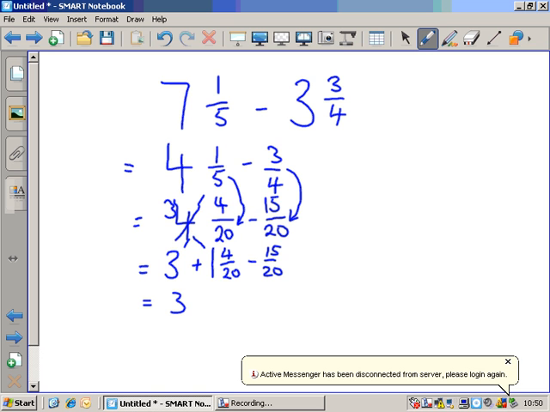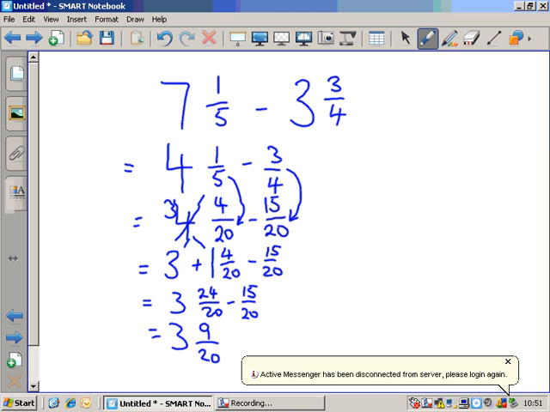Then we'll turn our 1 and 4/20 into a top-heavy fraction. 1 times 20 is 20, plus 4 is 24. So we've got 24 over 20 minus 15 over 20. And now, of course, we've got a sum we can do. 24 minus 15 is 9, so we have 3 and 9 over 20. So there's your answer.